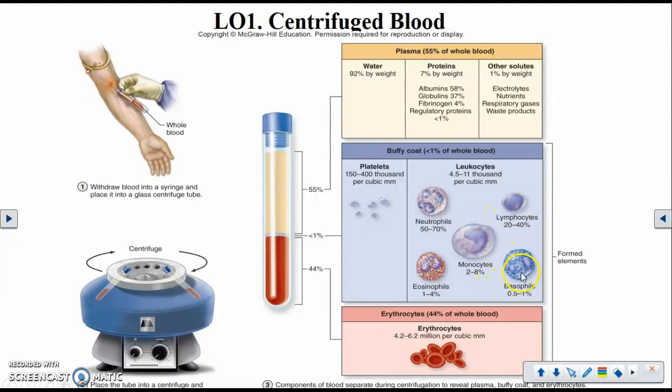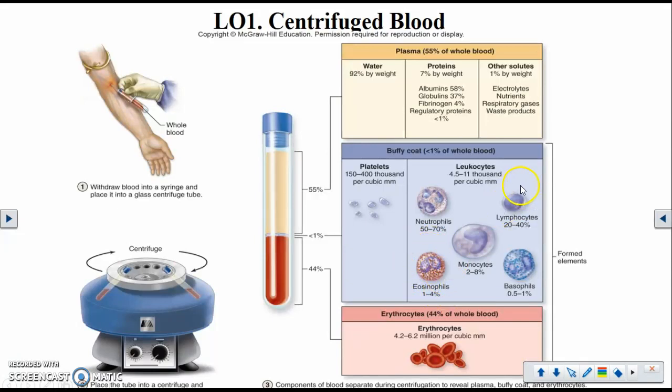Basophils are primarily responsible for allergies, so they create a substance called histamine. As you probably know, if you are allergic to stuff, you take antihistamines. And then eosinophils are responsible for parasitic infections. If you have worms, fungal infections, or eukaryotic infections, you have an elevated count of eosinophils.